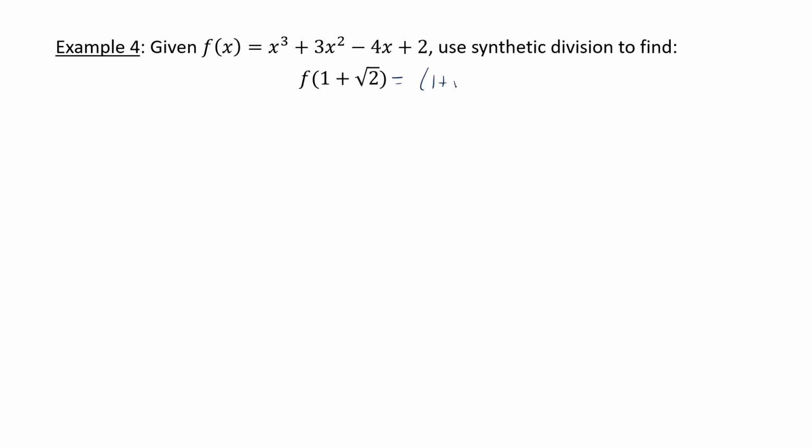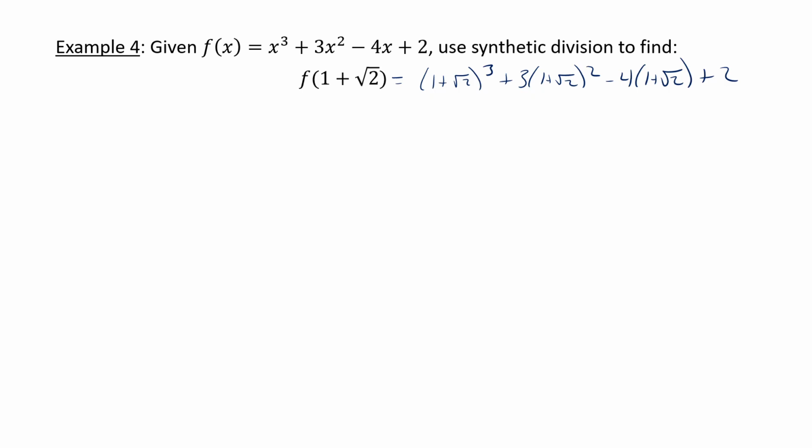have to plug in 1 plus the square root of 2, cube it, add that to 3 times 1 plus the square root of 2, square it, subtract that from 4 times 1 plus the square root of 2, and then add 2. Or we could use synthetic division to find that particular value.